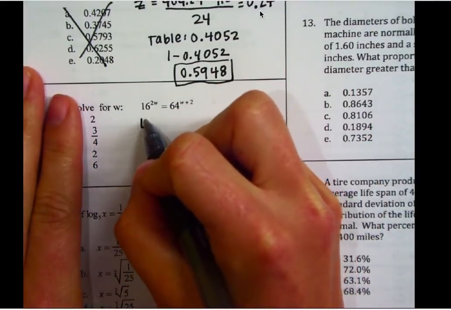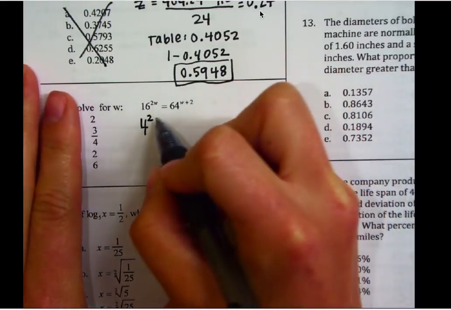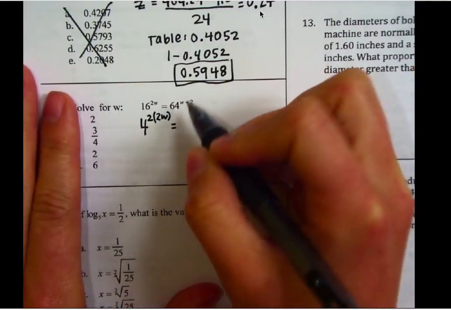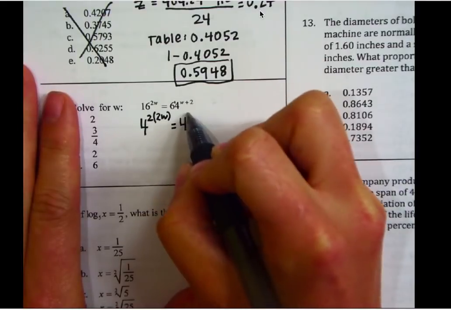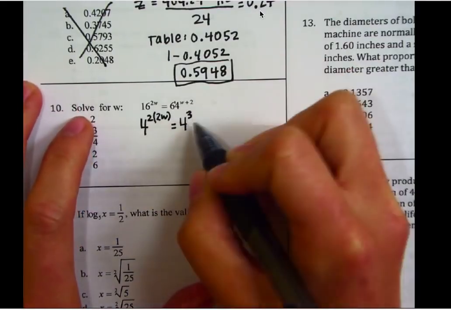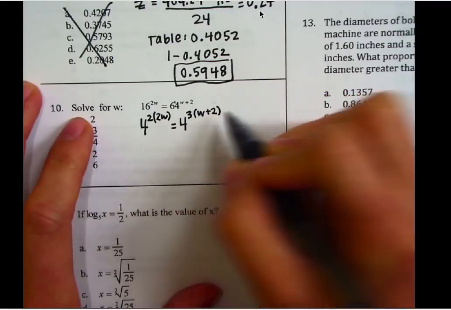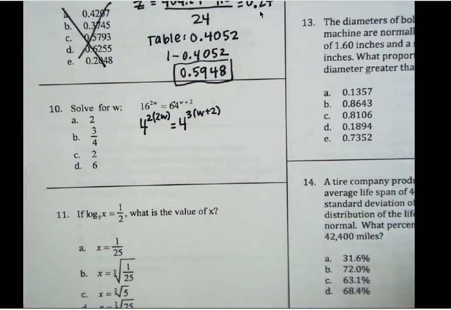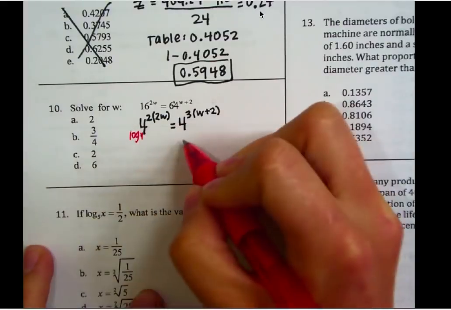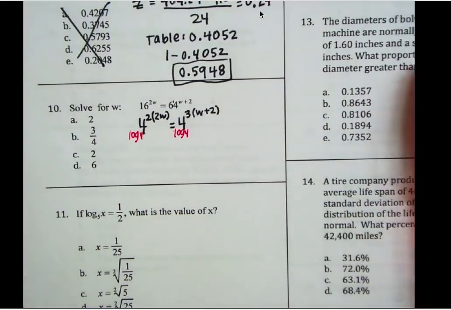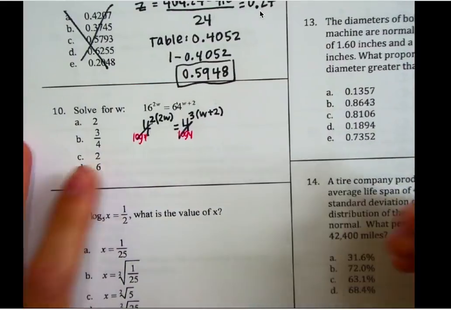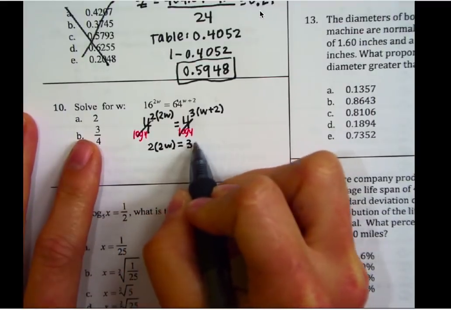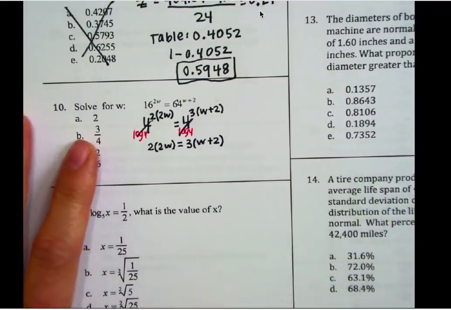So we're going to rewrite 16 as 4 squared, and we just write down that old exponent, we're going to keep the 2w. And then we're rewriting 64 as 4 cubed, because 4 times 4 times 4 is 64, and we just rewrite that old exponent. Now that we have the same base, we can get rid of them using logs. Log base 4 to both sides is going to completely cancel out my base 4s, and I'm going to be left with 2 times 2w is equal to 3 times w plus 2.